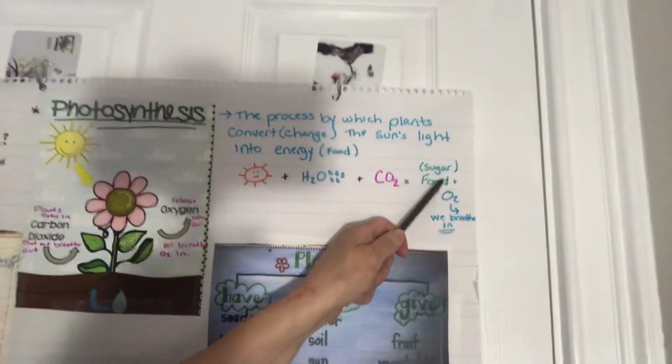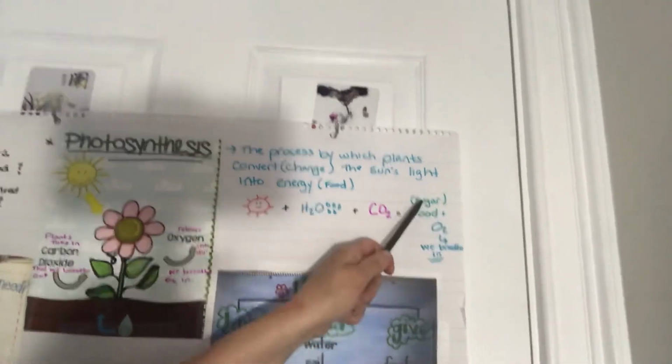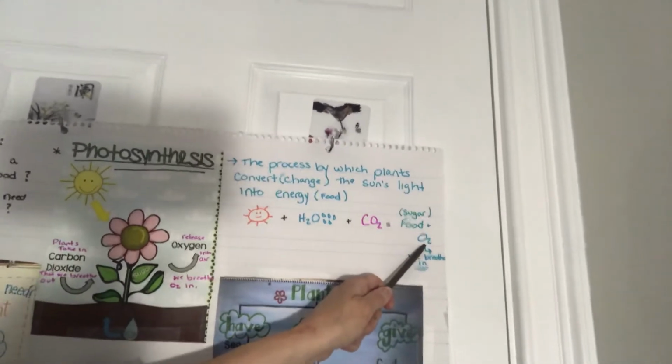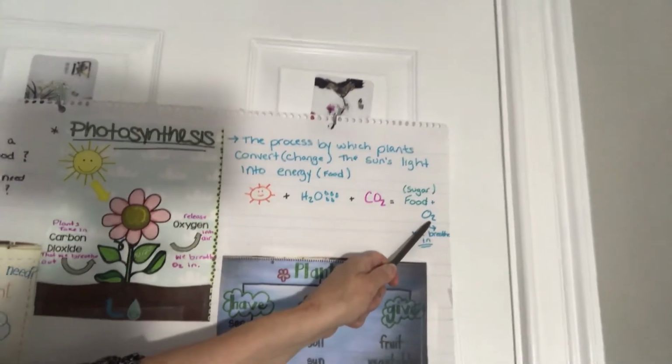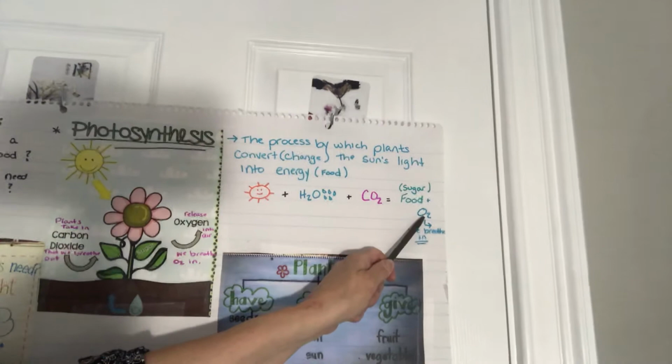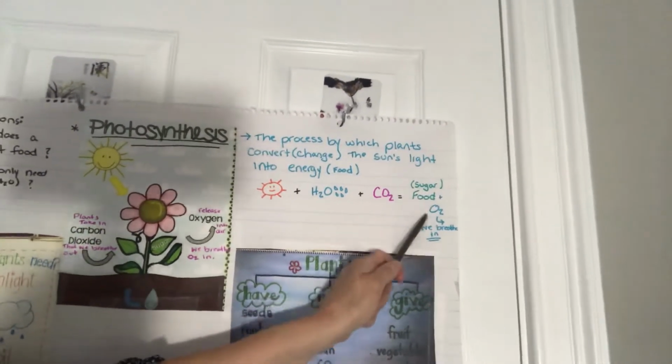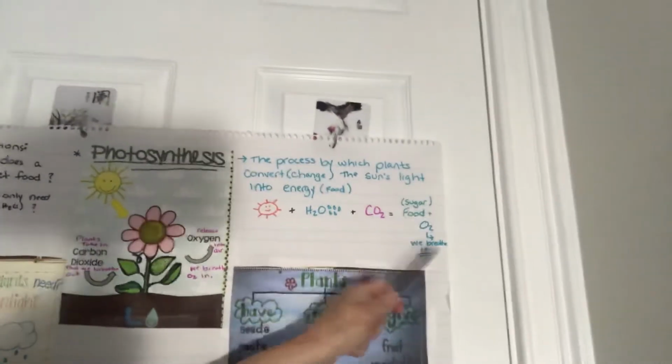Sugar sounds good, right? We like sugars too, but it's a little bit different. It's a food for the plants. And it also makes this thing over here, O2. Do you know what that is? Oxygen. The oxygen is another type of gas in the air that plants don't need, so they let it out from their leaves.